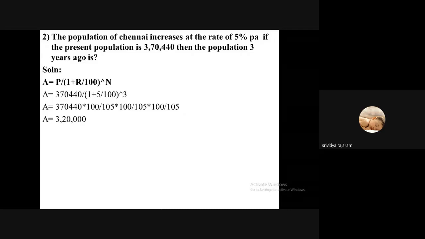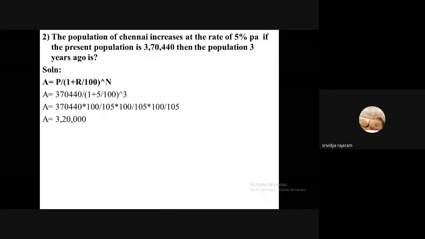So before n years they are asking us to find. So the before n years increasing formula we are going to apply here. So what is the formula? A is equal to P divided by, since they are asking us to find 3 years ago, it is P divided by 1, since the rate is increasing, 1 plus R by 100 the whole power n.